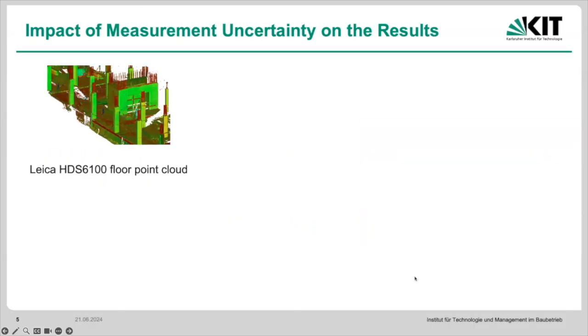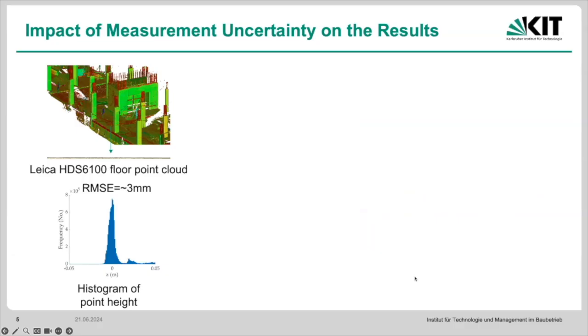So terrestrial laser scanner point clouds. If you take a look at the floor objects here, and you look at the histogram, you're going to see something like that. If you take a look at the peak of the histogram itself, it's around 3 millimeters, which is consistent with the amount of random measurement error that you get in the instrument.